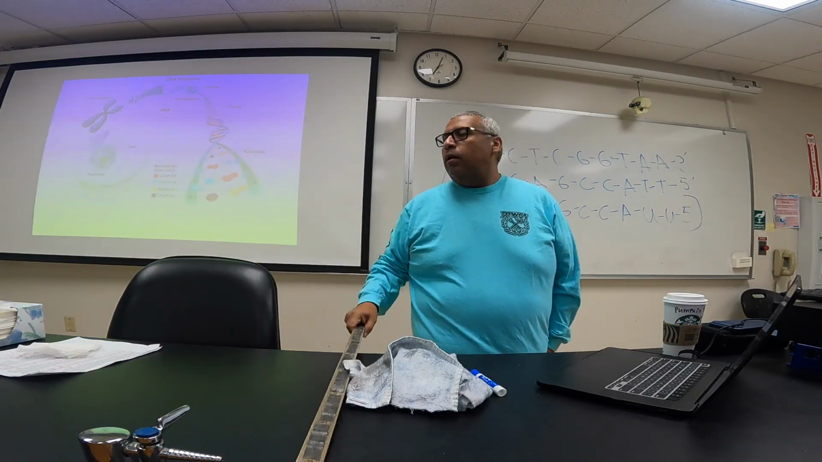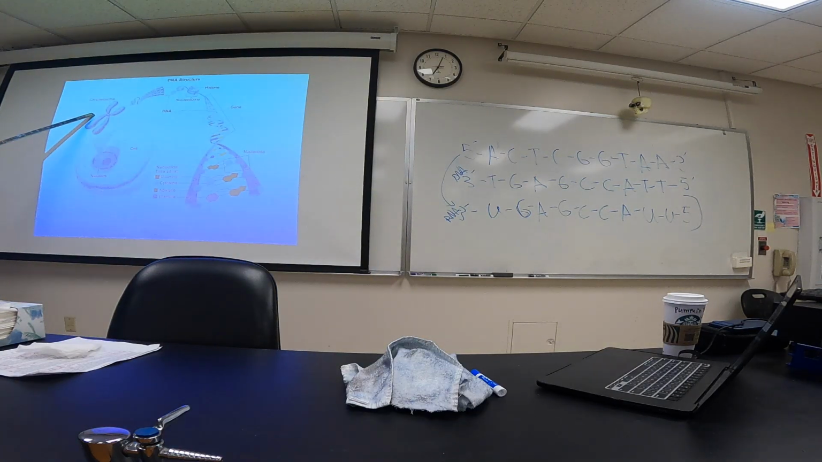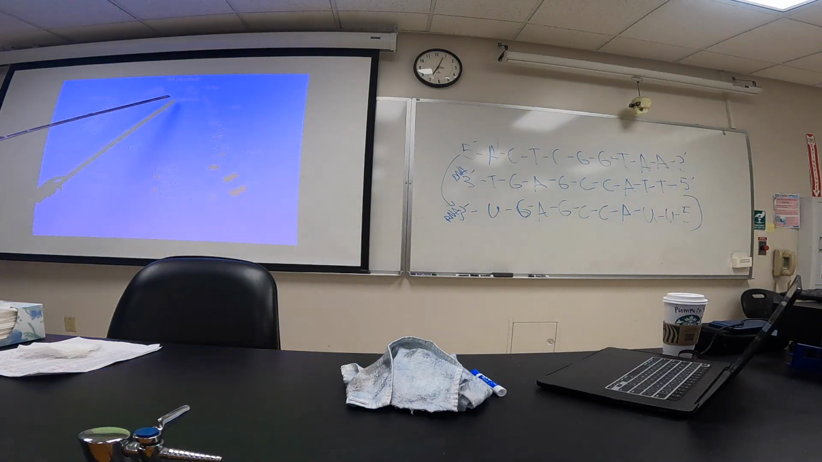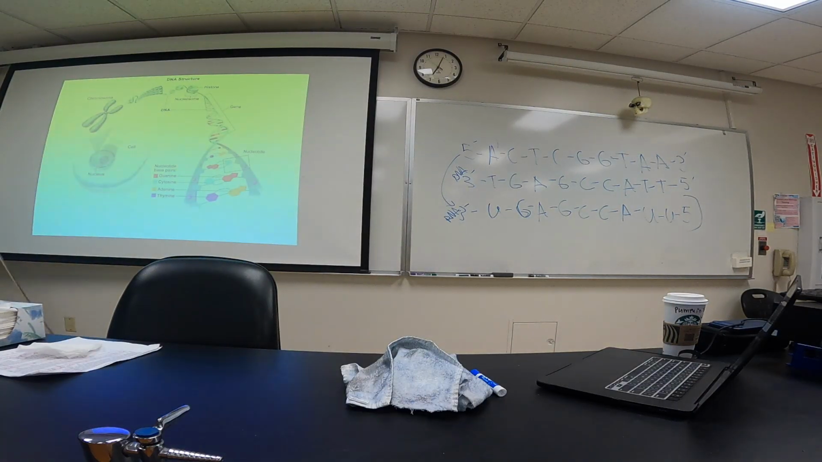Right, 46 chromosomes, all wrapped around some histone. They create these segments here, these genes here.